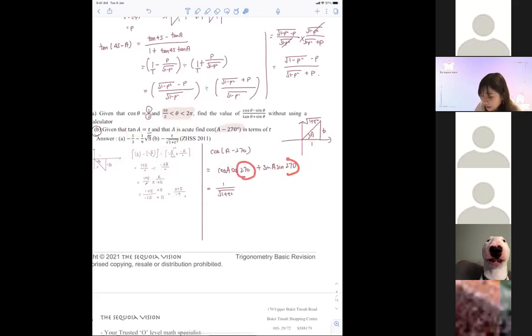Cosine 270, sine 270, you can just key into the calculator. Make sure you're in degree mode. So cosine 270, you get 0. Sine A is here, O over H, T over square root 1 plus T squared. Sine 270 on the calculator is just minus 1. So you have minus T over square root 1 plus T squared.